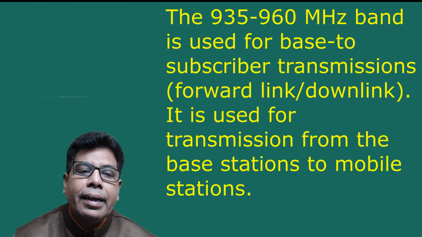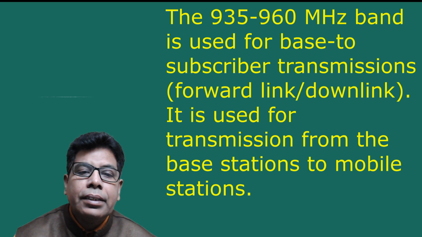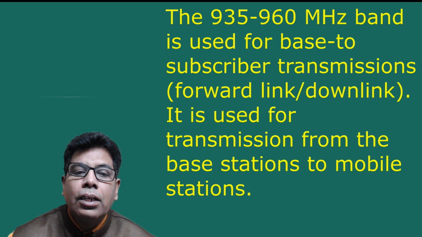Then the second band, 935 to 960 MHz, is used for base to subscriber transmission, that is forward link, or it is also called the downlink. It is used for transmission from the base station to the mobile. GSM uses frequency division duplexing, that is FDD, and a combination of time division multiple access and frequency hop multiple access schemes to provide base stations with simultaneous access to multiple users.